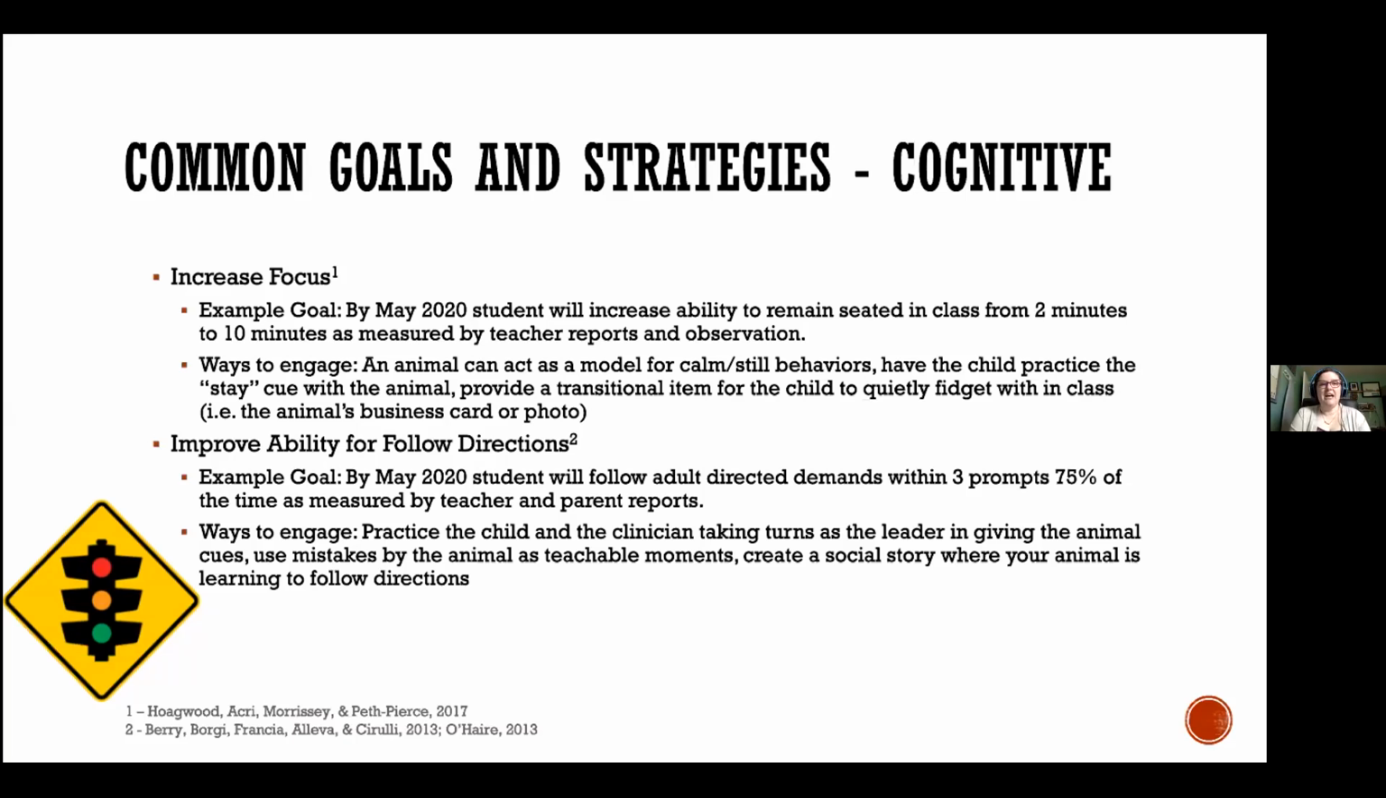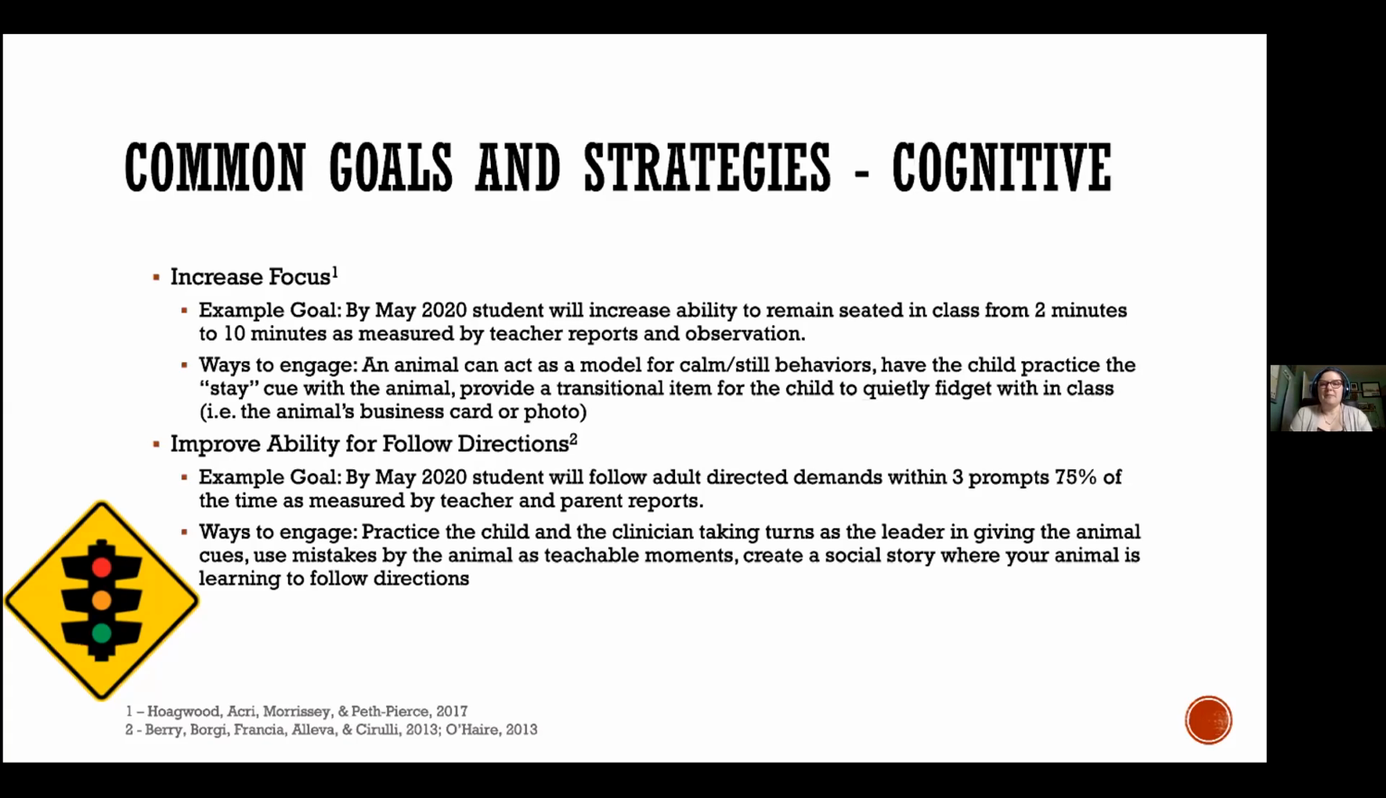practicing stay in different scenarios with different distractions and using that as a teachable moment to talk about, man, when there's a lot of things going on, or when I'm over here playing with this toy that's really interesting to him, it's harder for him to pay attention to you, huh? Like, let's talk about that. And that provides an opportunity for learning.